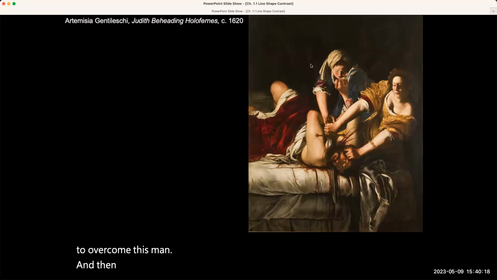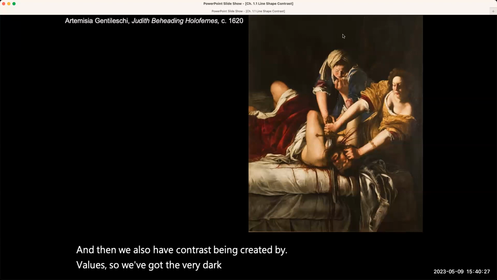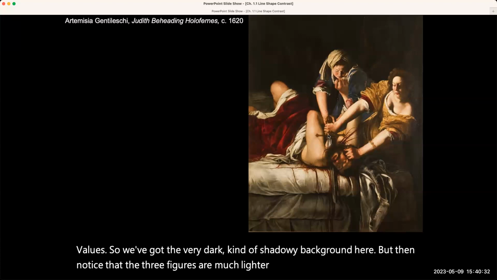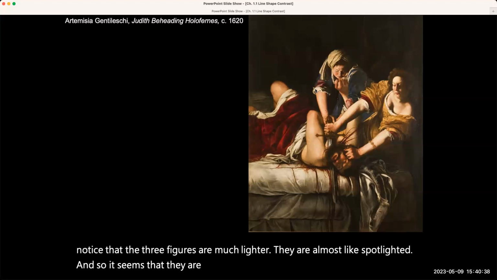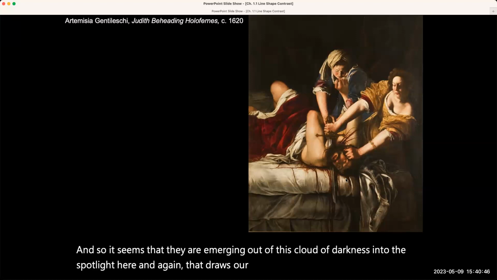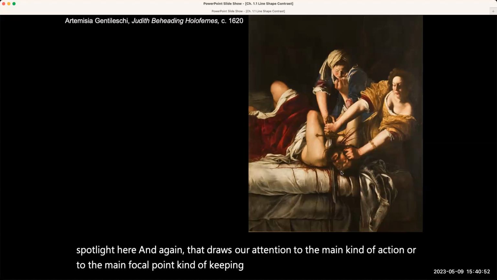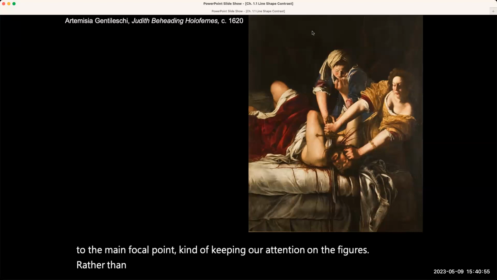And then we also have contrast being created by values. So we've got the very dark, shadowy background here, but then notice that the three figures are much lighter. They are almost like spotlighted. And so it seems that they are emerging out of this cloud of darkness into the spotlight here. And again, that draws our attention to the main action or to the main focal point, keeping our attention on the figures rather than asking us to go exploring in the background.